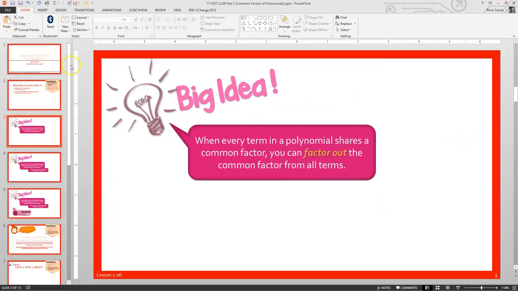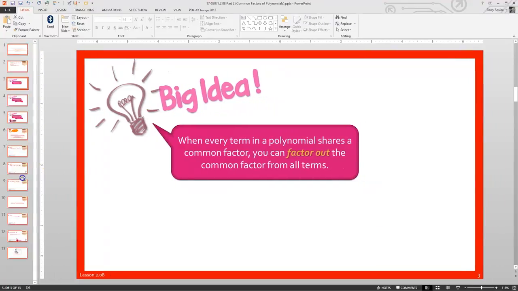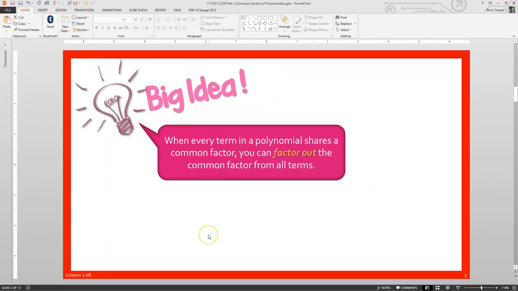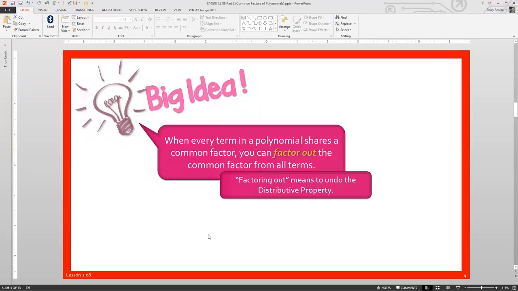So the big idea here was that when every term in a polynomial shares a common factor, you can factor that out. And factoring out just means undoing the distributive property. So undistribute. Sounds weird, but yeah, we're undoing the distributive property.